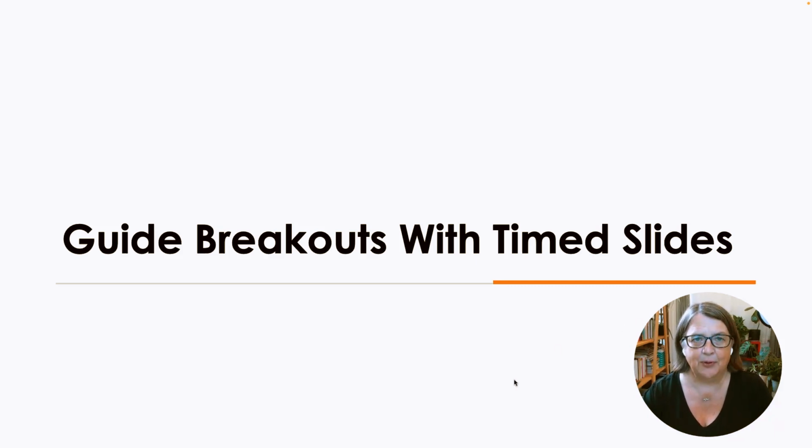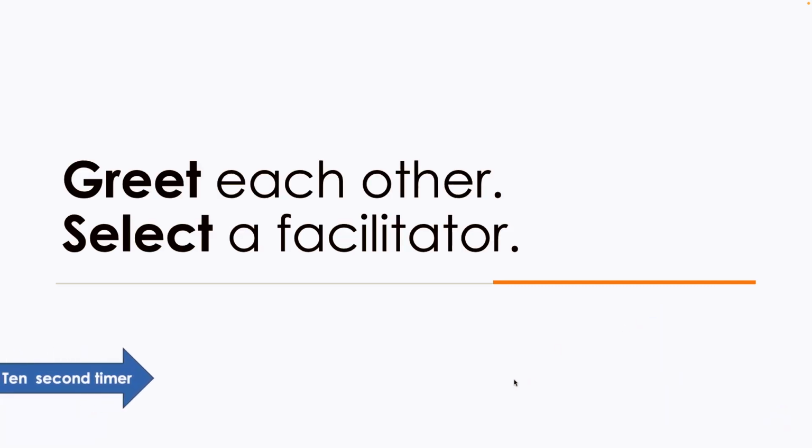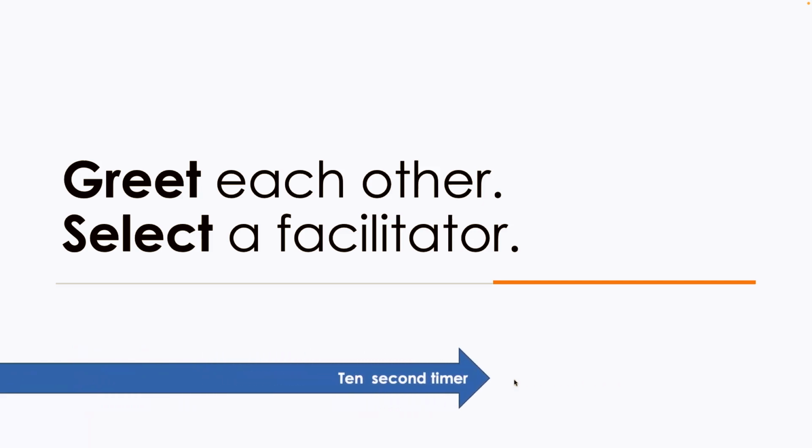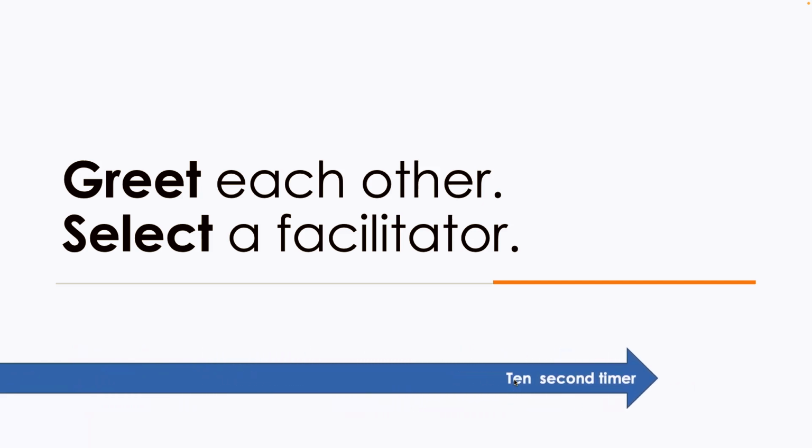Let me show you an example. So you arrive in the breakout room as a participant. The instructions are on the slide, and then the arrow indicates how much time you have left. When the arrow reaches the right-hand side of the slide, then it transitions automatically to the next slide with the next set of instructions. It's a great pacing tool for groups.